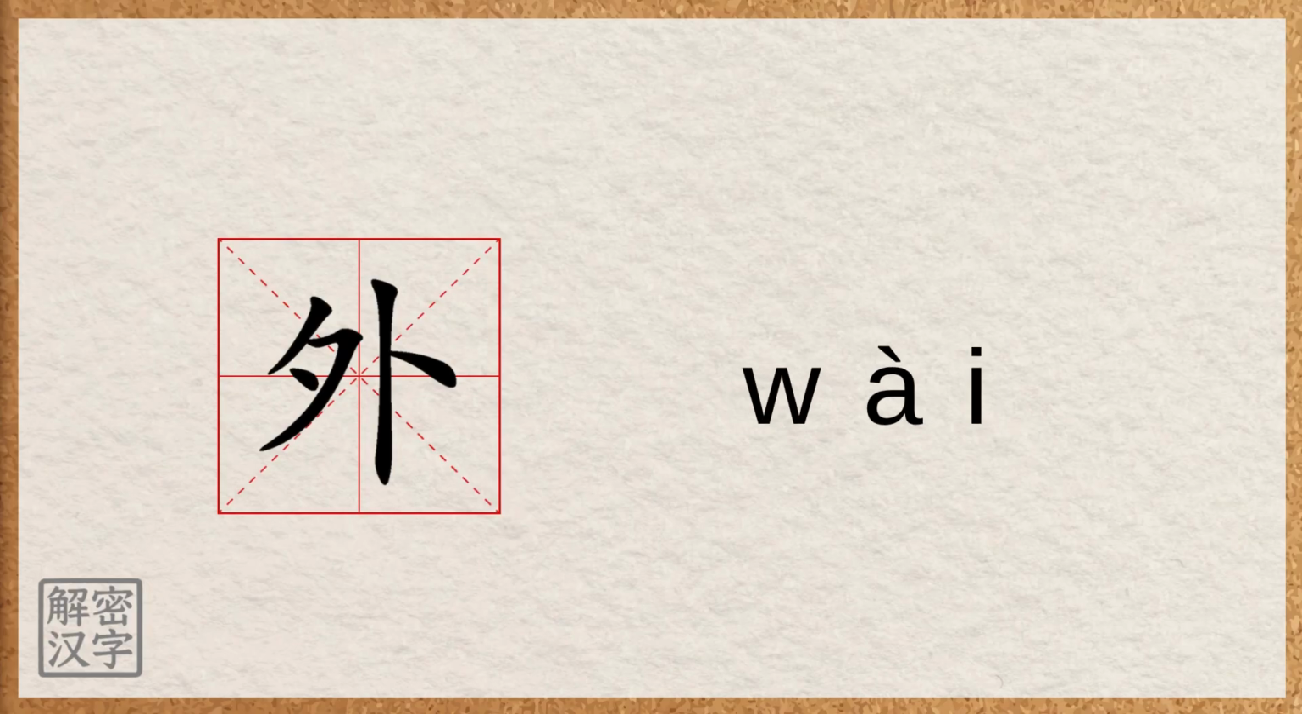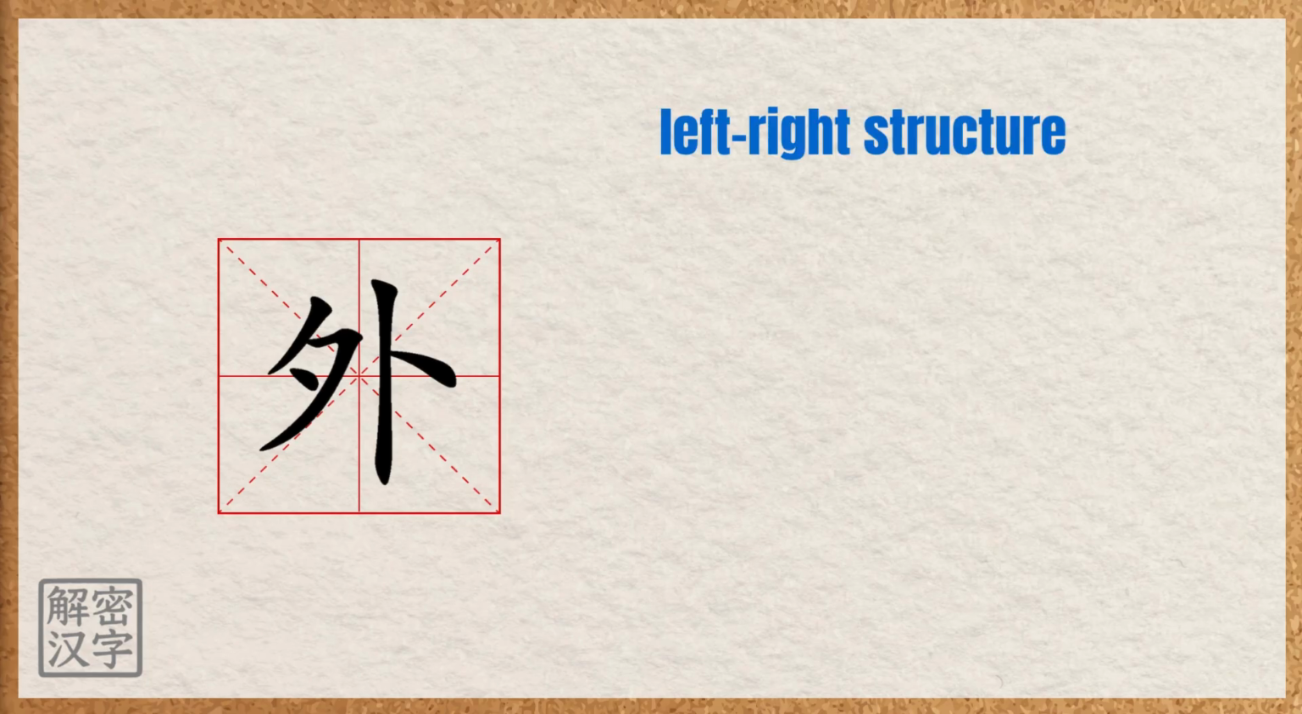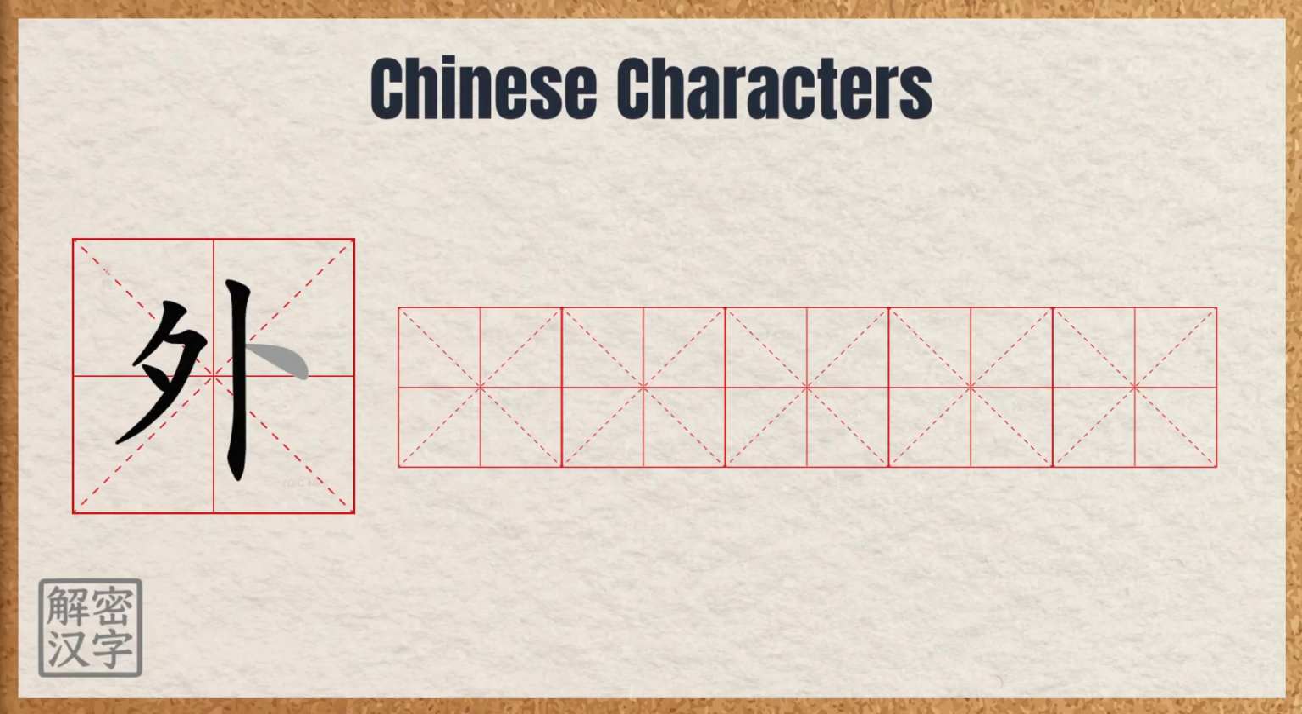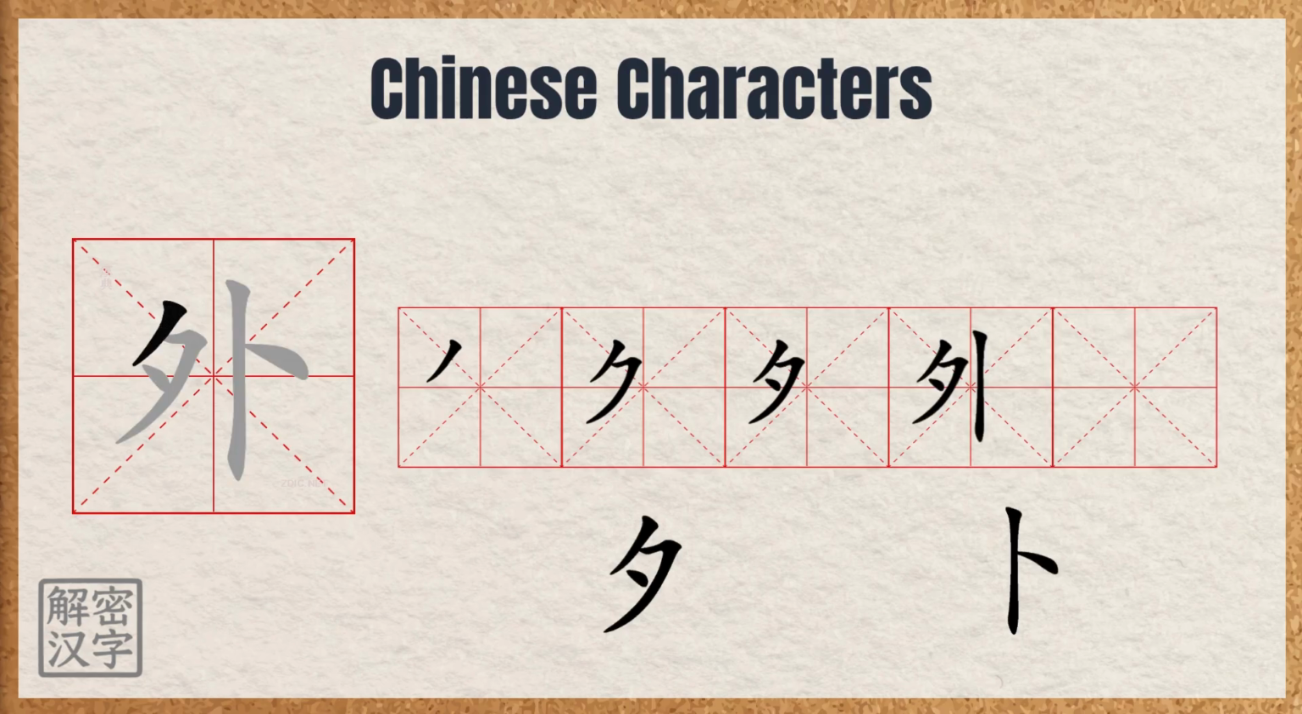The character wai has a left-right structure. On the left is the component xi, and on the right is bu. Let's write it stroke by stroke. On the left, write xi. The stroke order is left falling stroke, horizontal left curve, and a dot. On the right, write bu, a vertical line, then a dot.